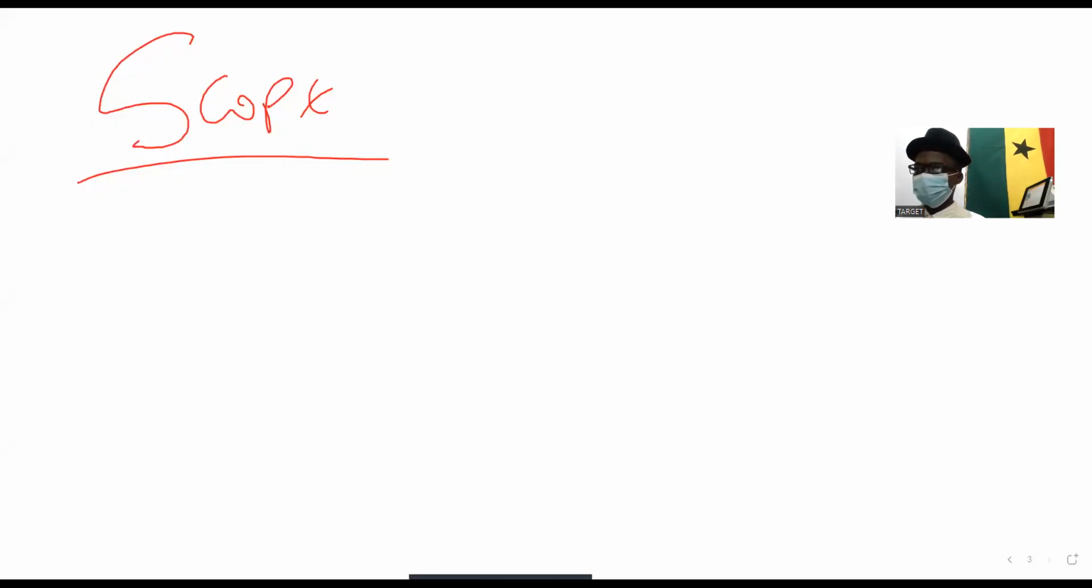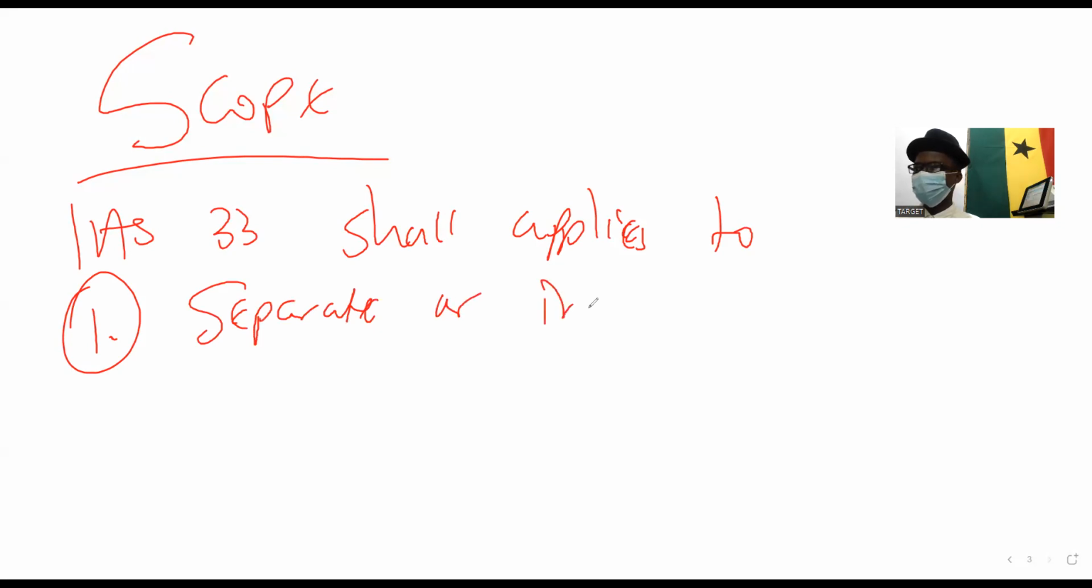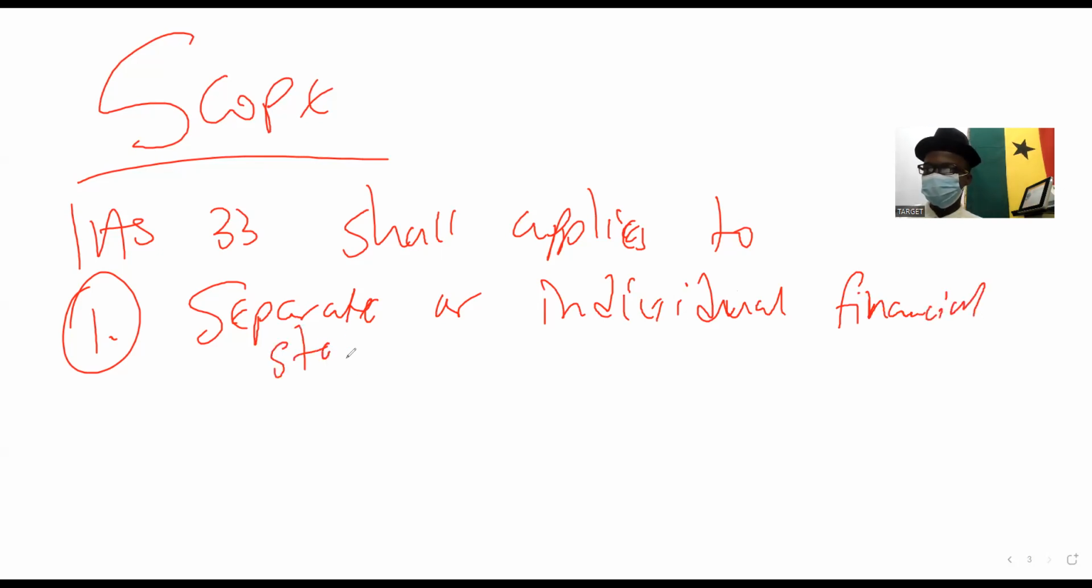First entity, tell the examiner that the standard shall apply to: IAS 33 shall apply to, number one, first entity on the list, the separate or individual financial statement of an entity. Take notice of that.